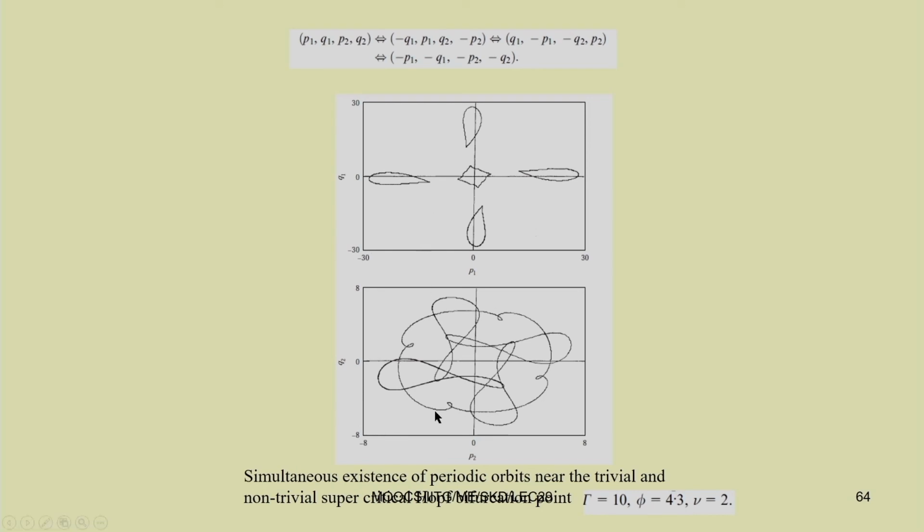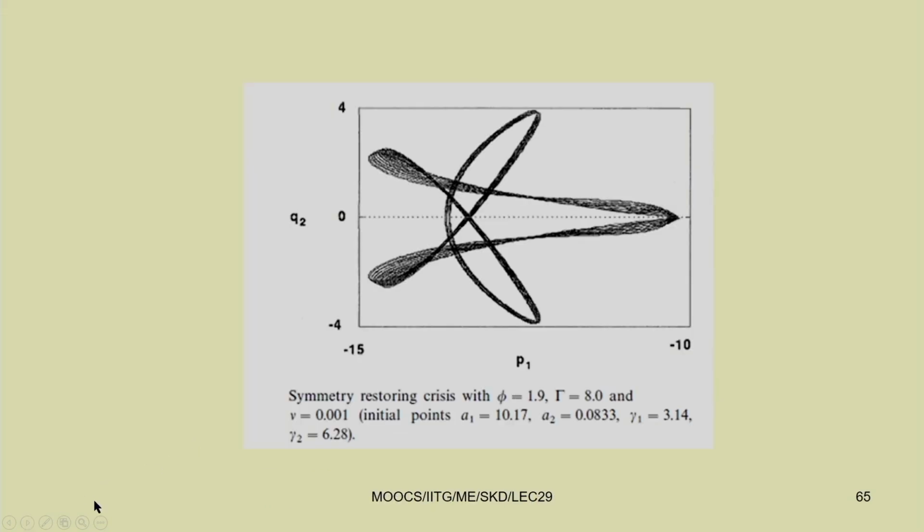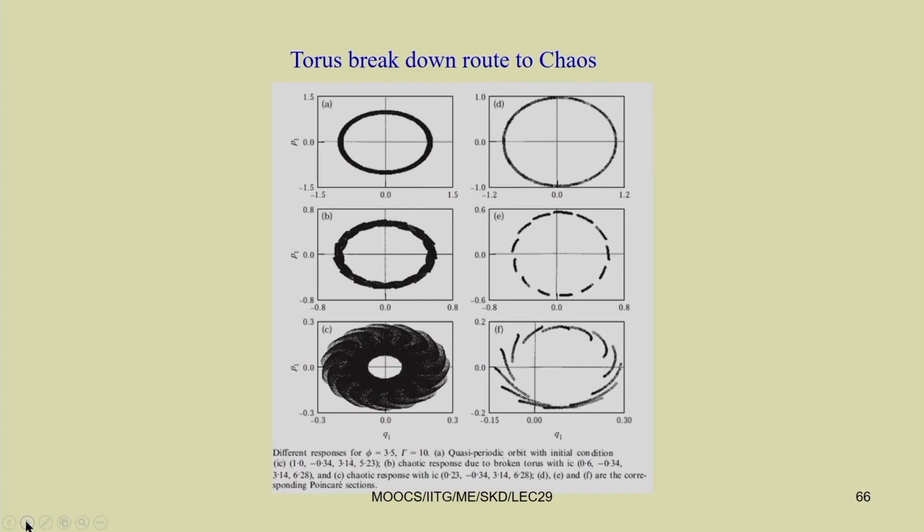Later you can see symmetry breaking by changing the system parameter, and we can get a symmetry restoring crisis. The symmetry will be restored in this type of crisis. By taking these initial points, you can plot these curves and see the symmetry restoring crisis. Already you know a crisis occurs when a chaotic orbit comes in contact with an unstable fixed point or unstable periodic response. So here we are getting the symmetry restoring crisis.